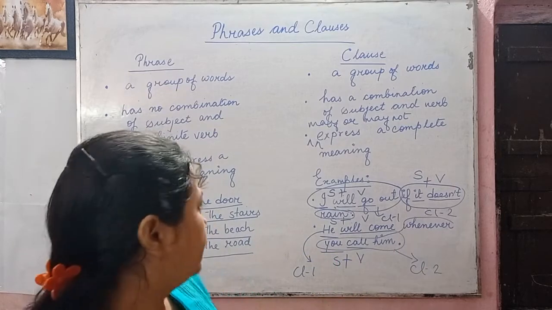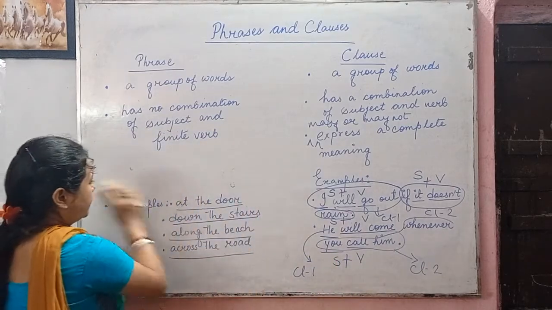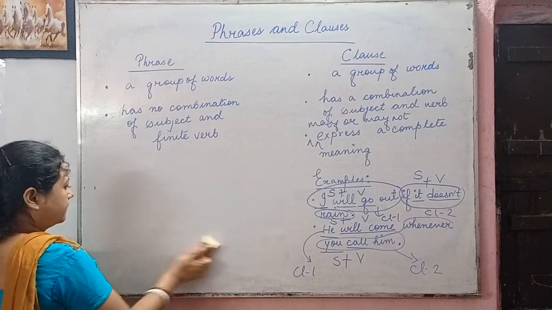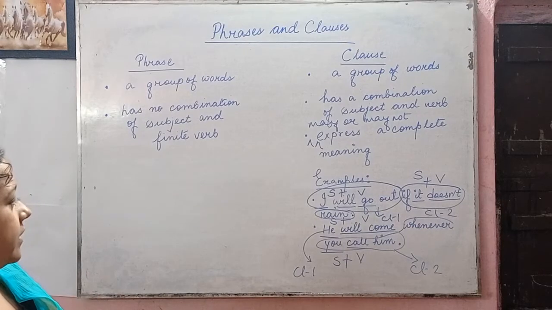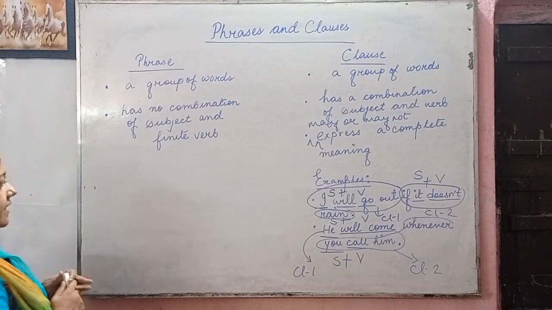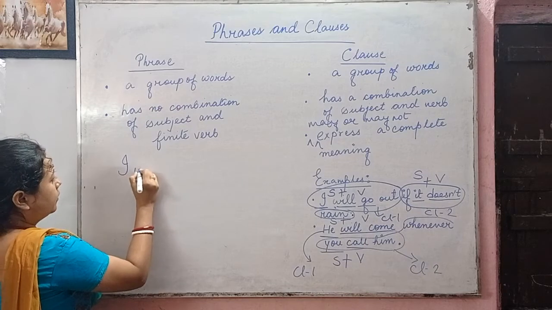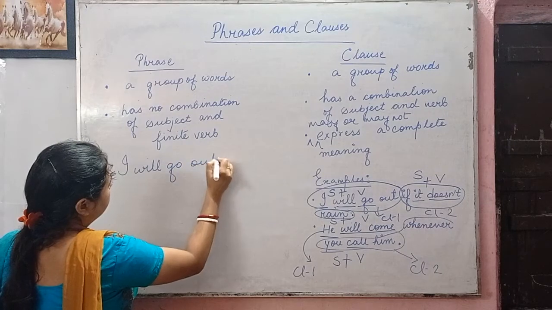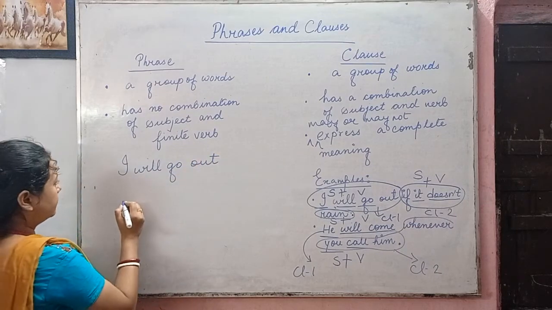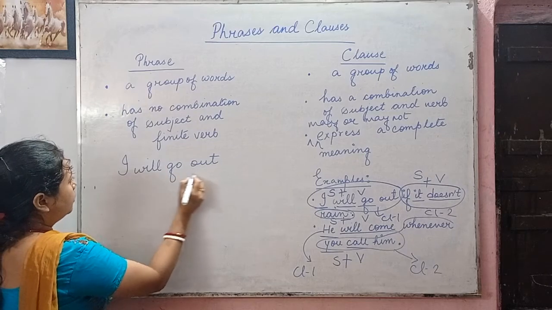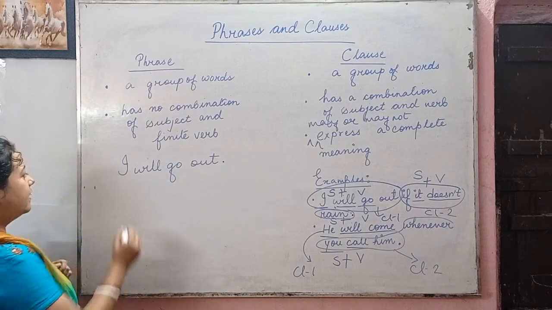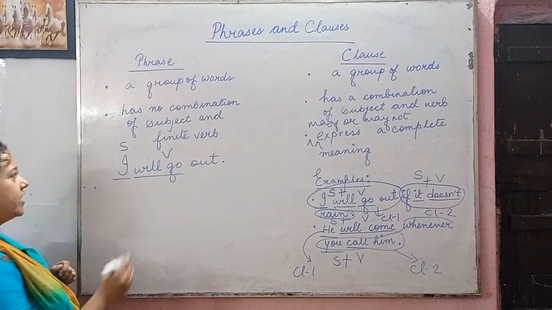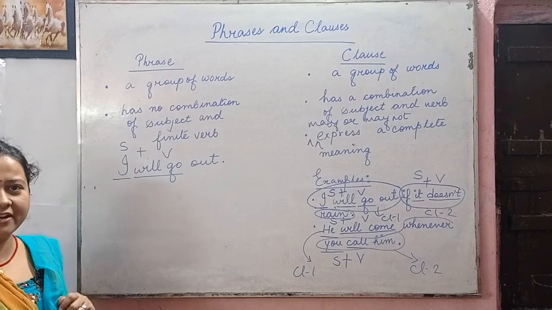Let us see it. I am rubbing this side of the board. Children, I am taking this sentence: I will go out. This is one clause. I will go out. Children, can you see? Here I is the subject, will go is the verb. So children, here we have got the combination of subject and verb.